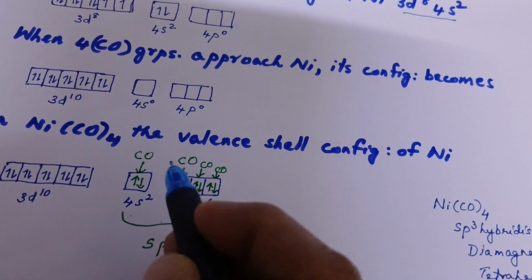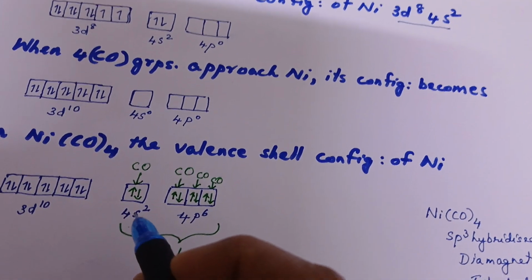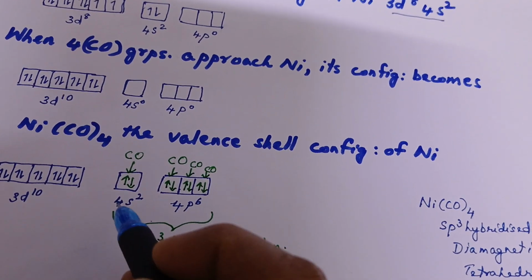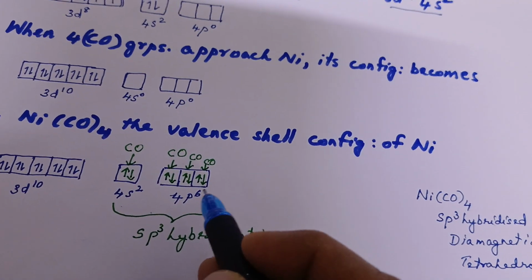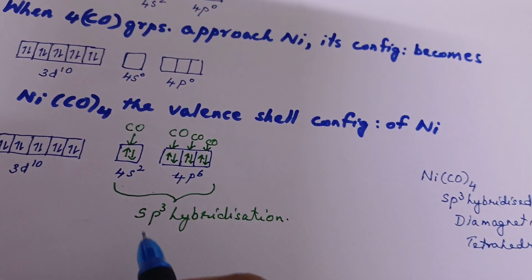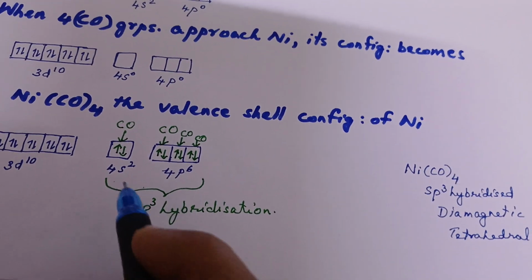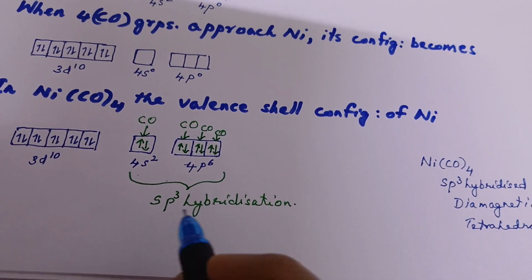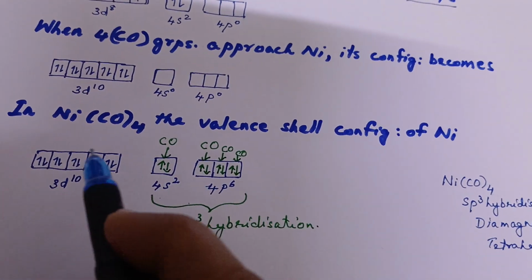There are 4 carbonyl groups. Each carbonyl group will occupy 1 orbital each. Now there are 4 orbitals, 1 4s orbital and 3 4p orbitals. So this 4s orbital and the 3 4p orbitals, having similar energy, will hybridize or combine together to give sp3 hybridization.